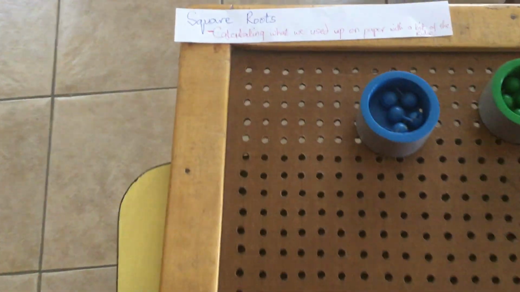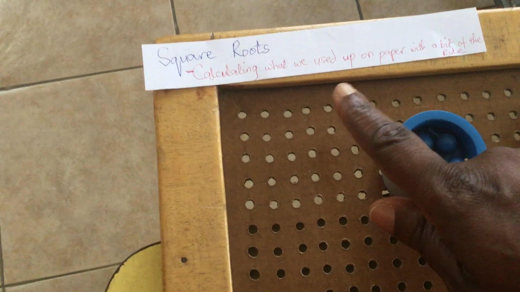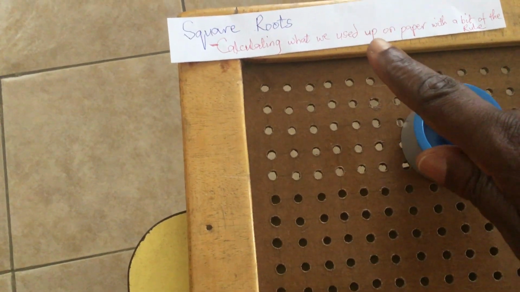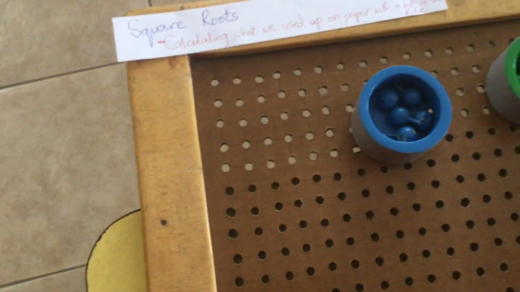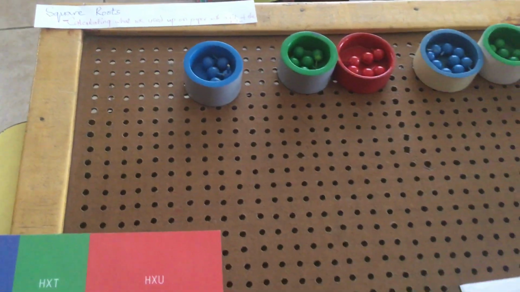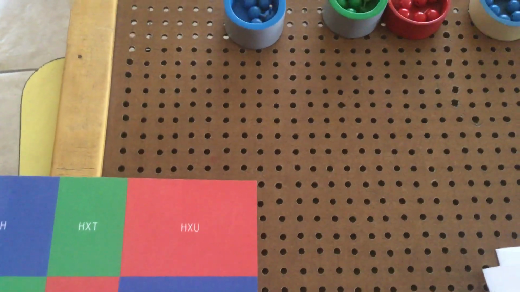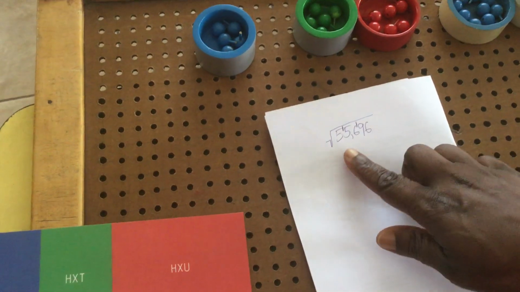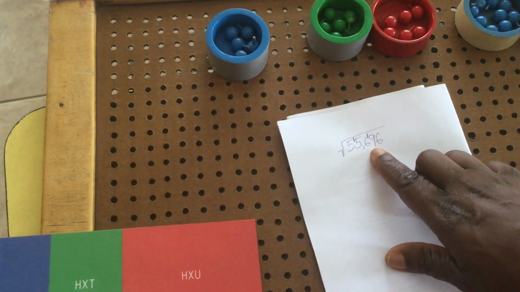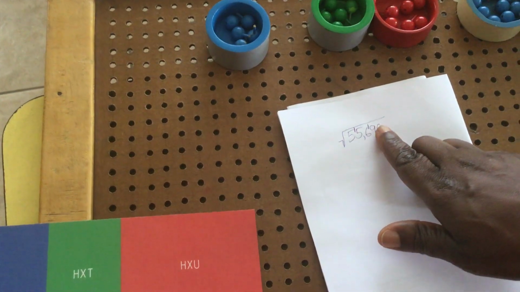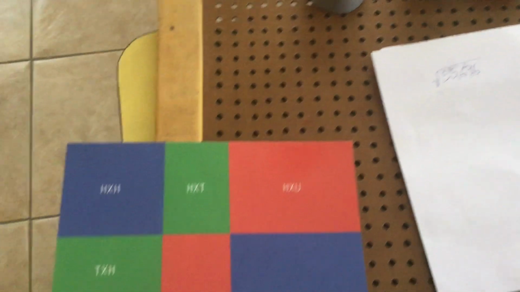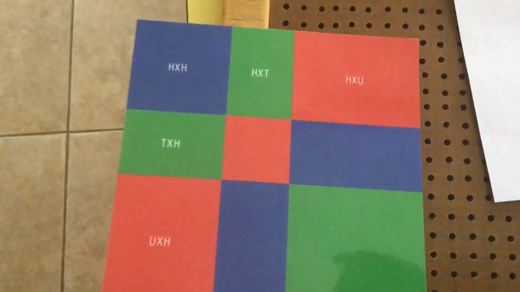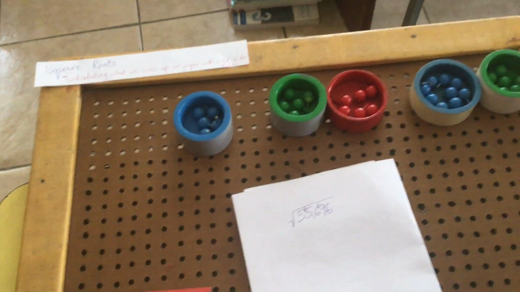So today we are going to look at square roots, calculating what we used up on paper with a bit of the rule. I have a number here, 55,696. I want to find the square root. I've already separated it into three periods. Therefore, I need the trinomial square guide, which is here. And then the quantities are in the cups.